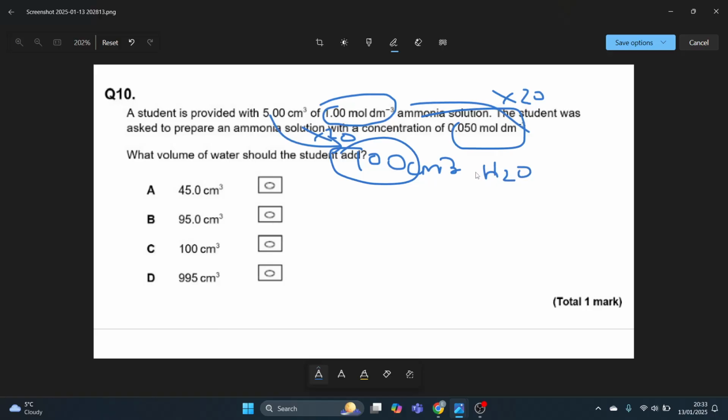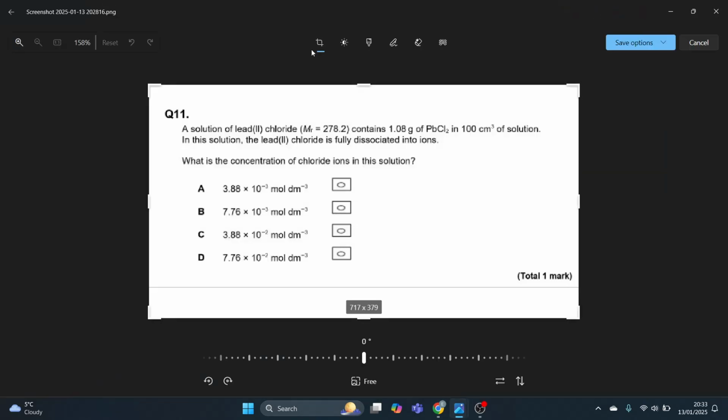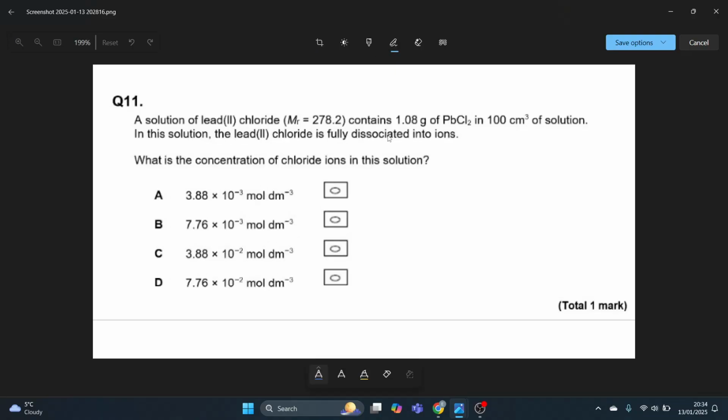However, that doesn't mean I need to add 100. I'm provided with 5 centimeters cubed at the beginning, so I only need to add 95 to get to the total of 100. And that last bit is probably the trickiest. A solution of lead 2 chloride contains this much of that in that.